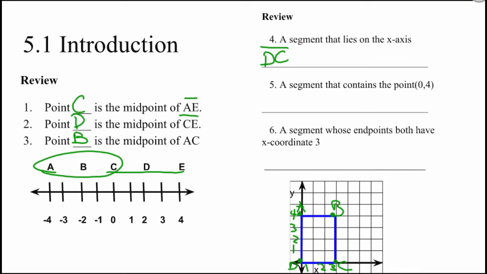Now we have a segment that contains the point (0, 4). So that would be right here. Right here. So which segment contains (0, 4)? Anybody? Other than that? Line segment AB. Now there is another one if you guys can find it. So we have AB. What's another one that contains (0, 4)? This one. Ashley? AD. Yep.